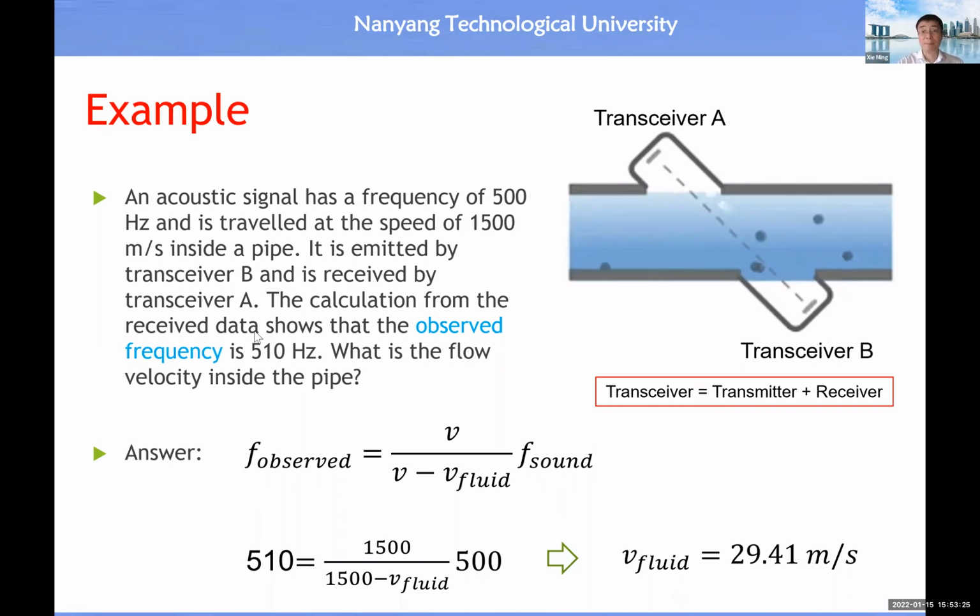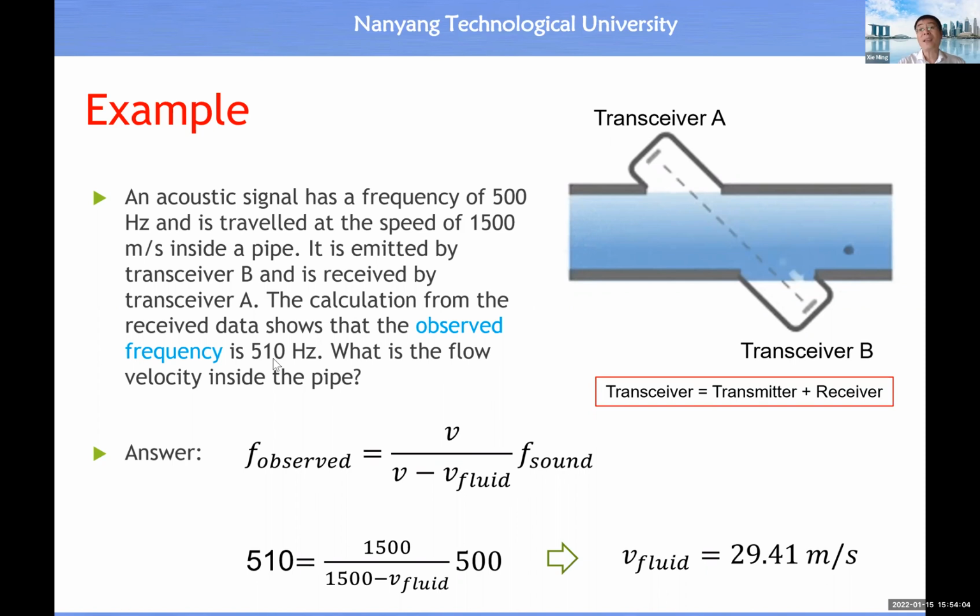So transceiver B emits this signal, right? Then this will travel inside the medium, which is the fluid, and this fluid has a velocity. Then this velocity will produce a relative velocity between observer and the source, right? So then the calculation from received data shows, because once we capture the time function, we can do Fourier transform. Fourier transform allows us to know what is the frequency of this received sine function. Because this is a sine function, here we also receive a sine function of a different frequency.